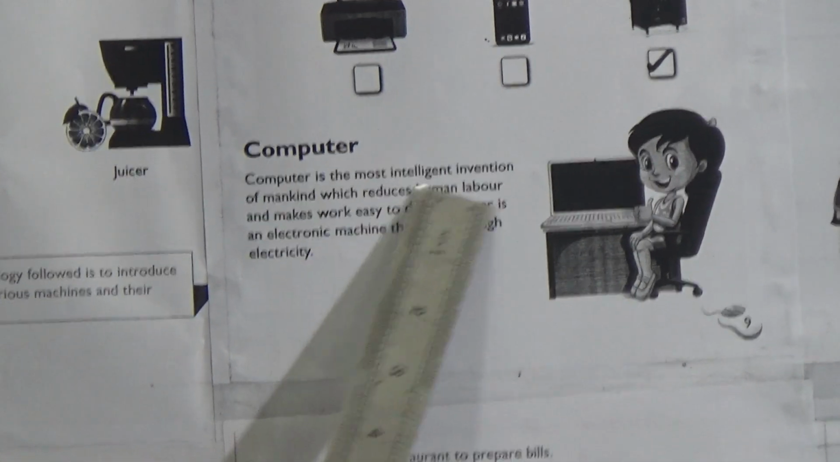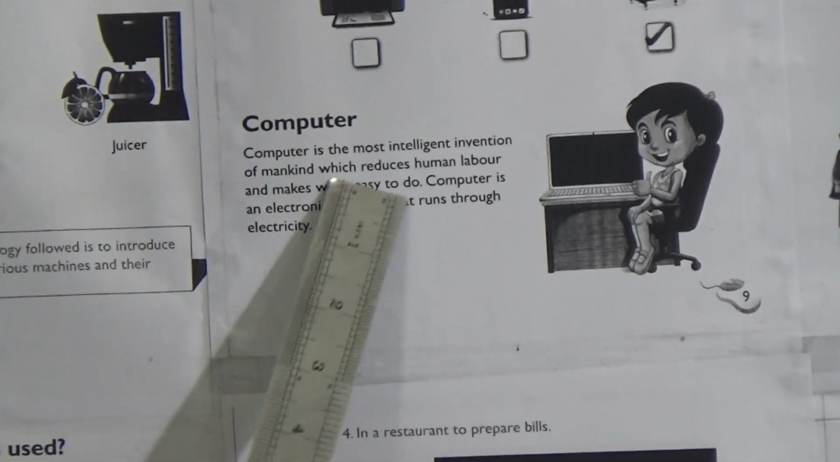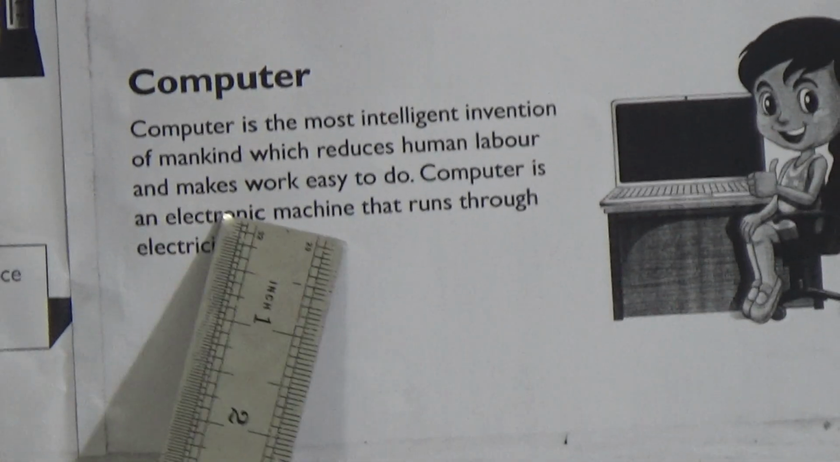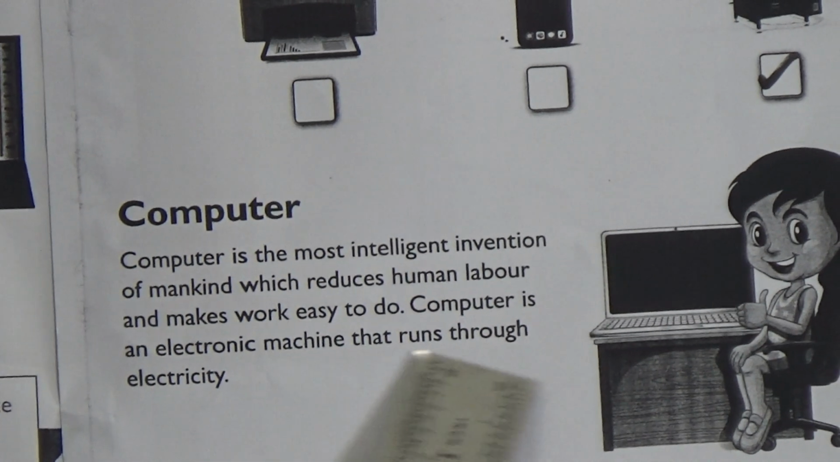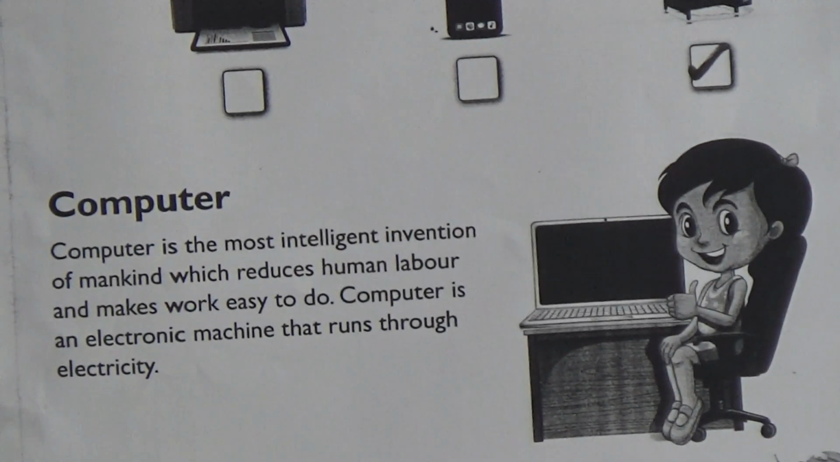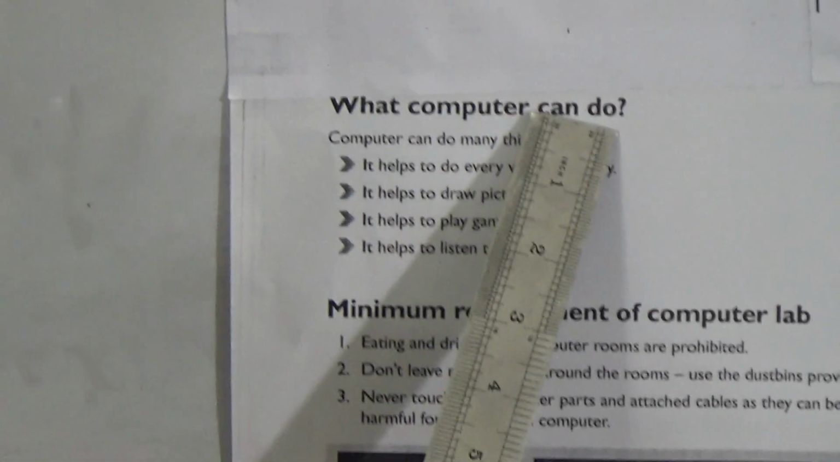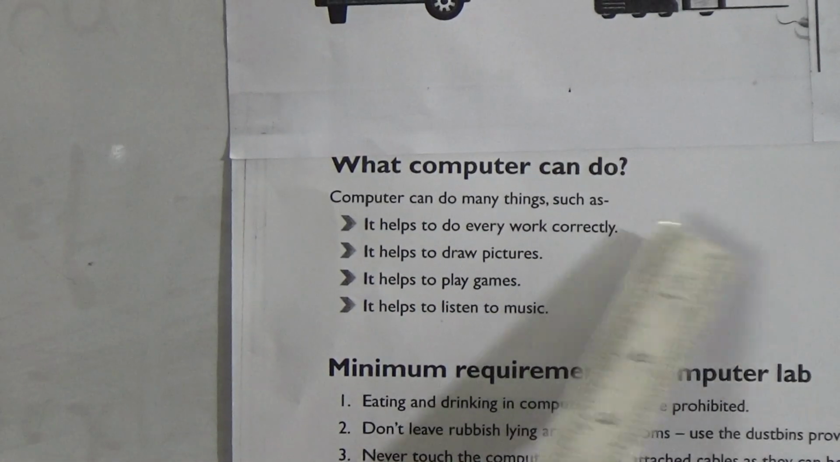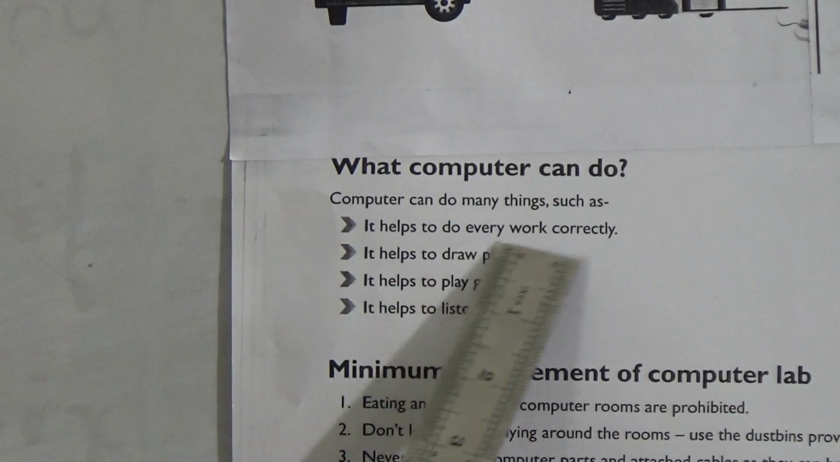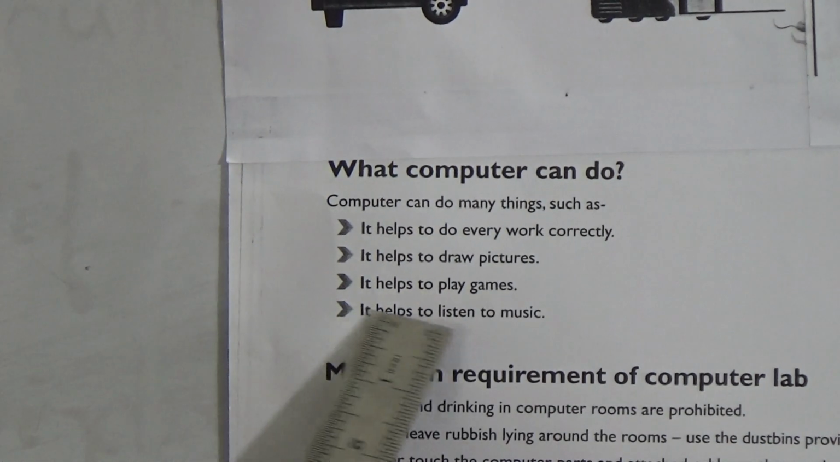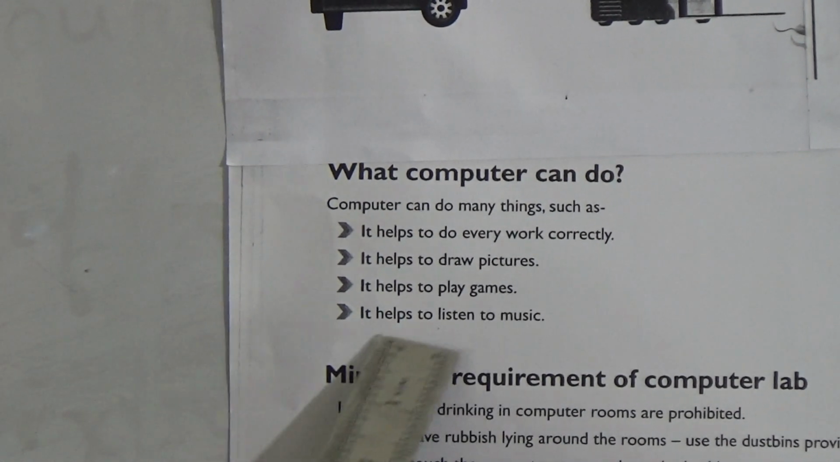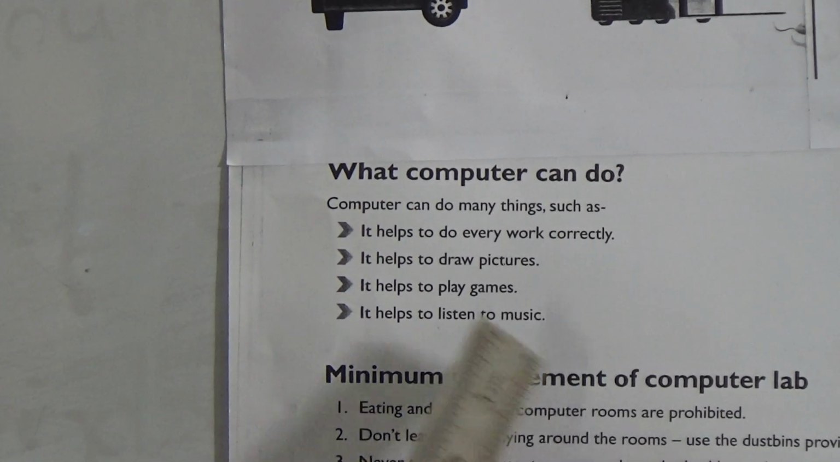Now computer. Computer is the most intelligent invention of mankind which reduces human labor and makes work easy to do. Computer is an electronic machine that runs through electricity. Okay. And what can a computer do? Computers can do many things, such as it helps to do every work correctly, it helps to draw pictures, it helps to play games, it helps to listen to music.